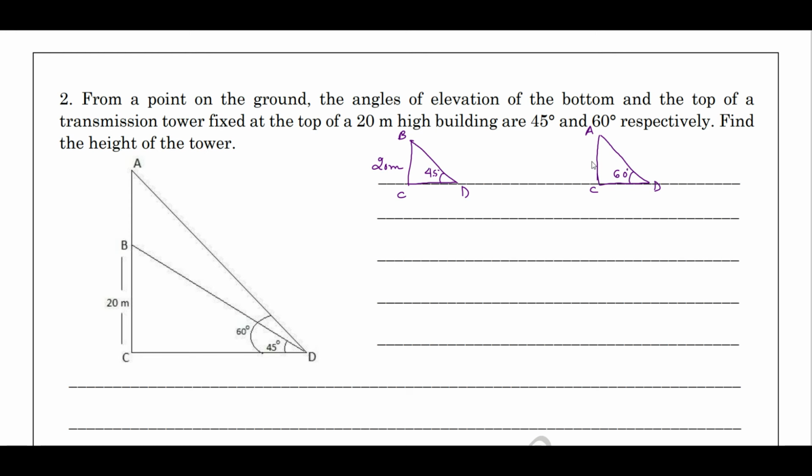Now what is AC? AC will be AB plus BC, right? Now what is the next step? Tan ratio: tan theta equals opposite by adjacent. What is opposite? It is BC by CD. In the same way, for right angle triangle ACD, tan theta equals opposite by adjacent. Opposite is AC by CD.